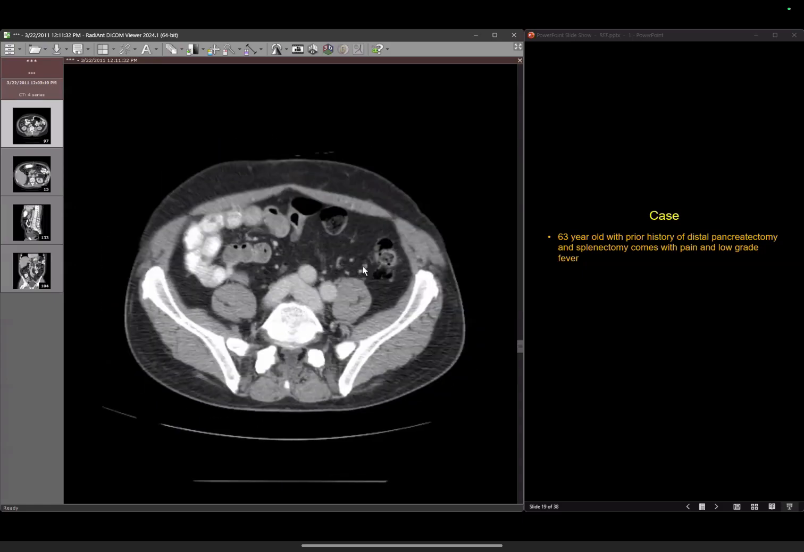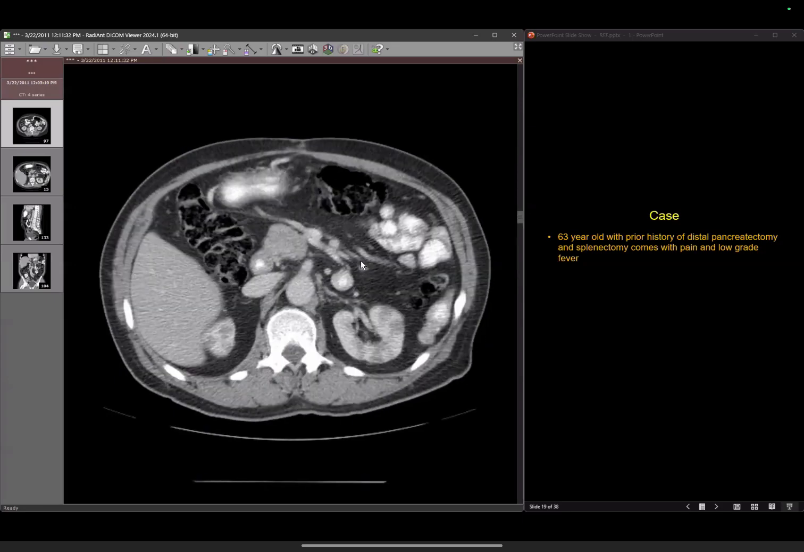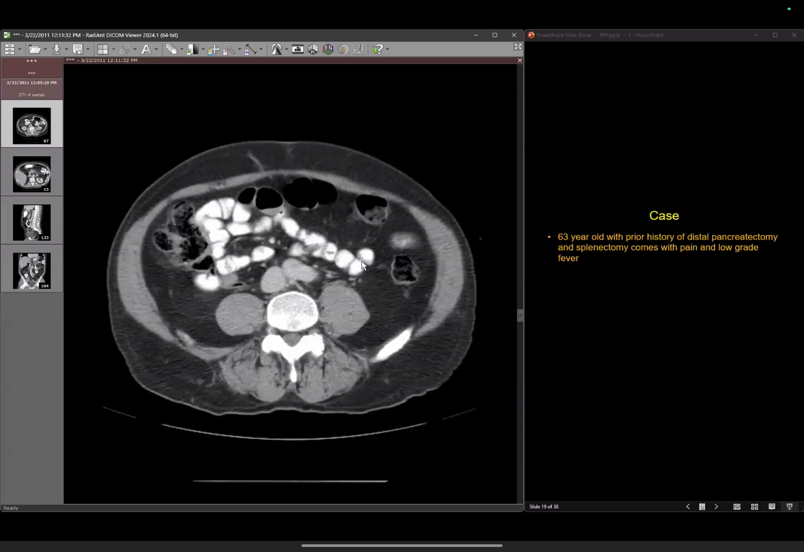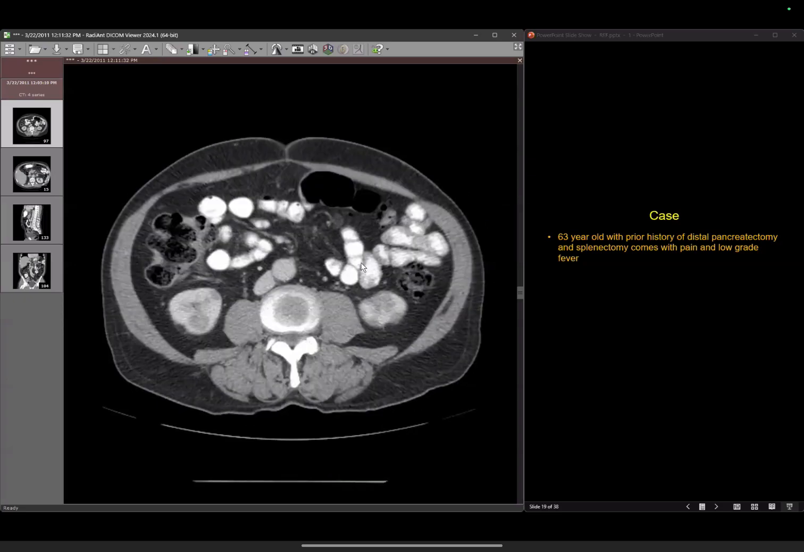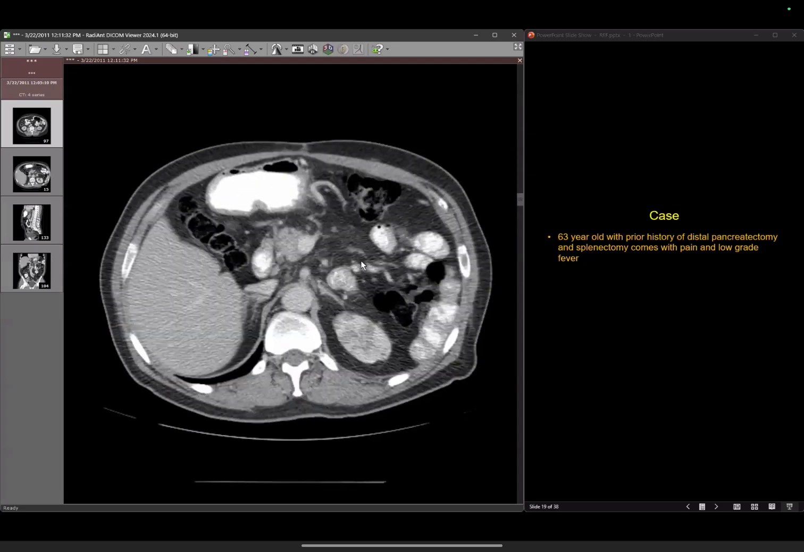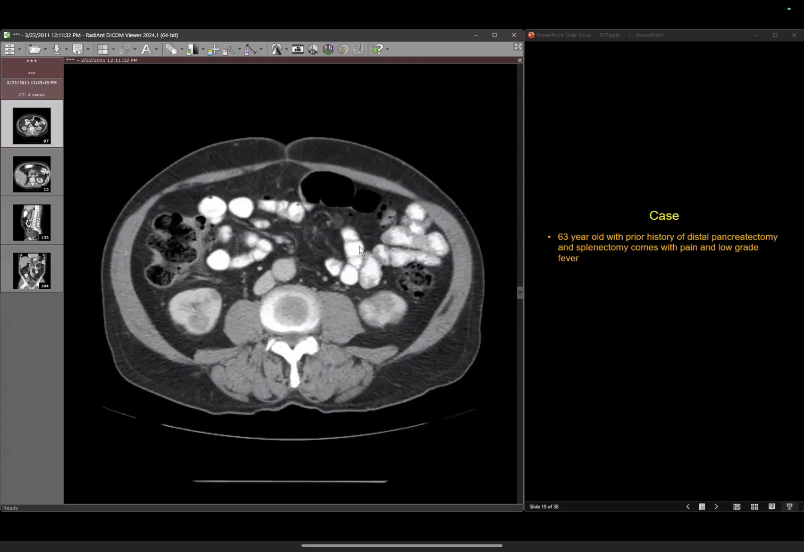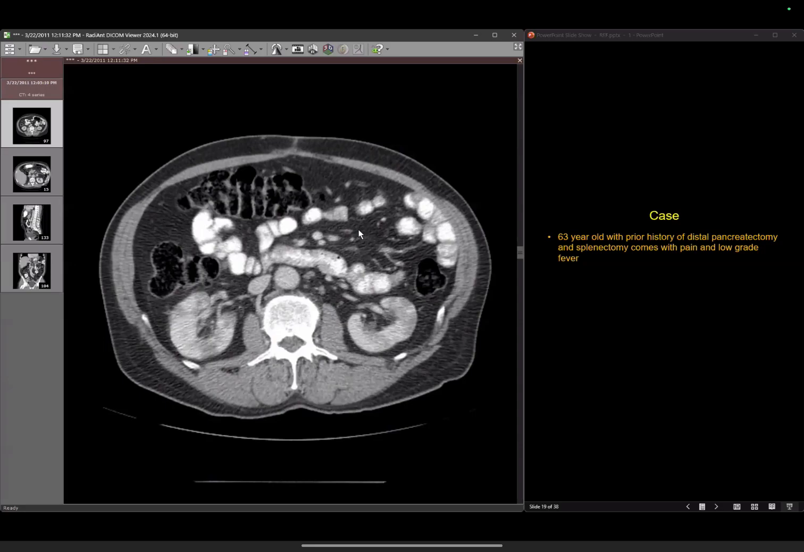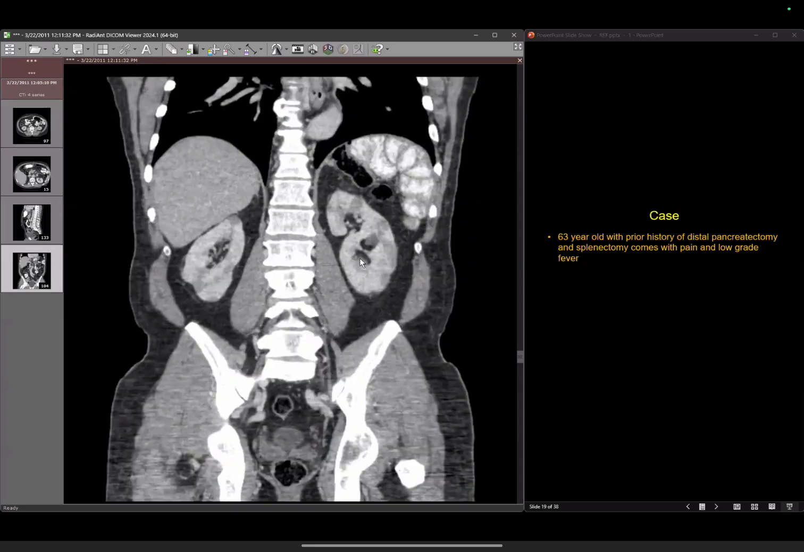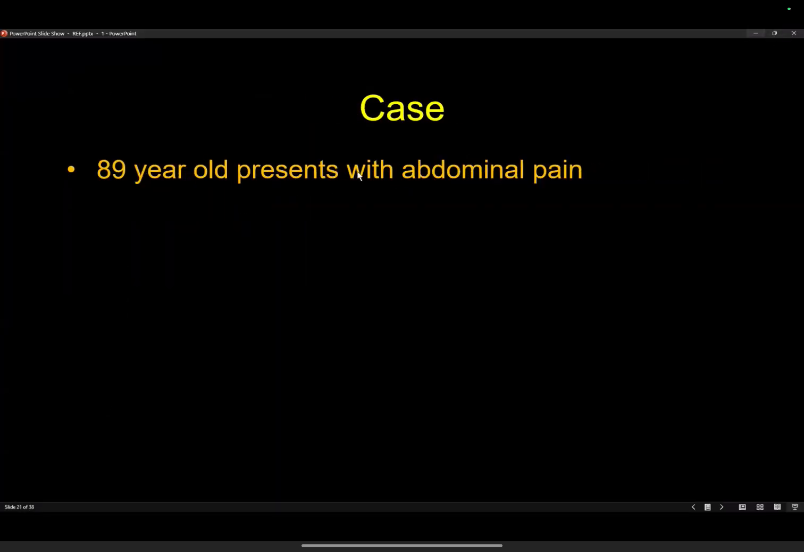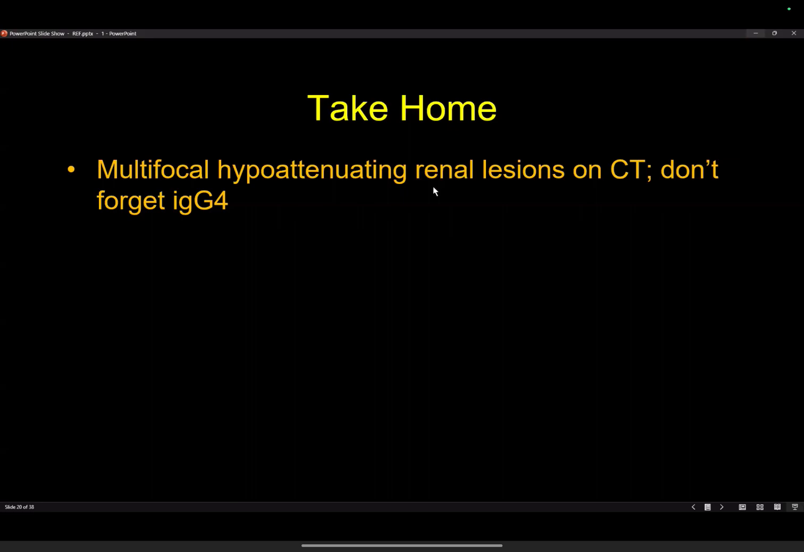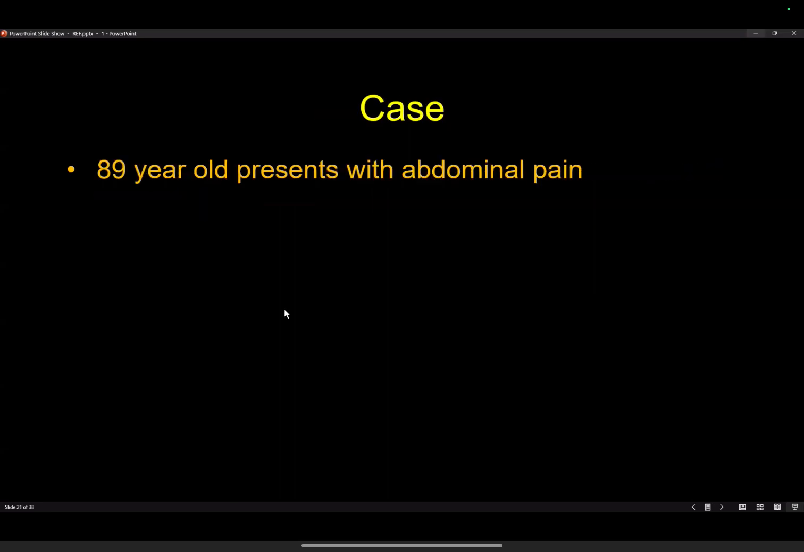So lymphoma is less of a possibility, but there is one other condition that you should always think about when you see multifocal hypoattenuating renal lesions with no perinephric stranding, that you should never forget. Sir, IgG4 disease. Exactly. So this is IgG4 disease, and this patient was put on steroids and did well.